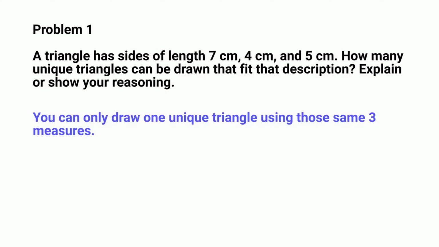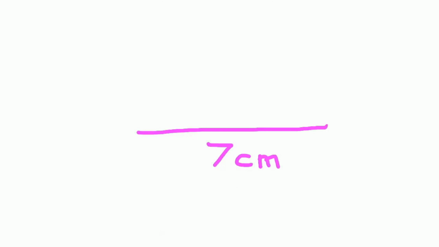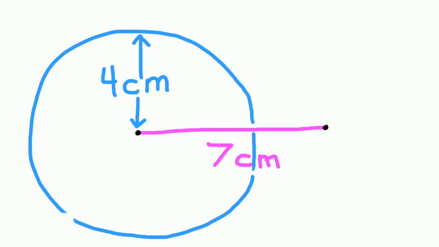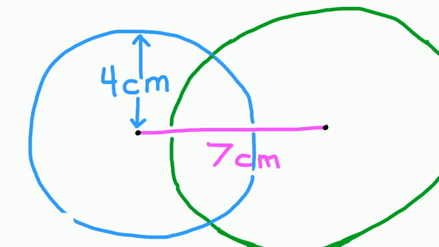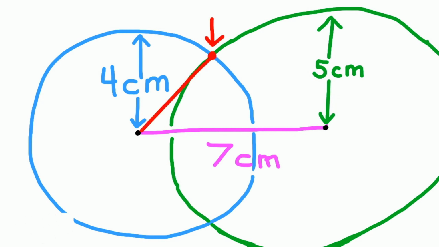You can draw only one unique triangle using those same 3 measures. Once you have the 7 centimeters and the 4 centimeters side lengths connected, the only other side length that would fit would be a 5 centimeter side length. Here's an example. Draw the side length 7 centimeters, and then on one end of that side length, draw a 4 centimeter radii, and on the other end of that side length, draw a 5 centimeter radii. The area where those 2 circles meet is where the other 2 side lengths will meet. And those side lengths will be the same length as the 2 radii, 4 centimeters and 5 centimeters.